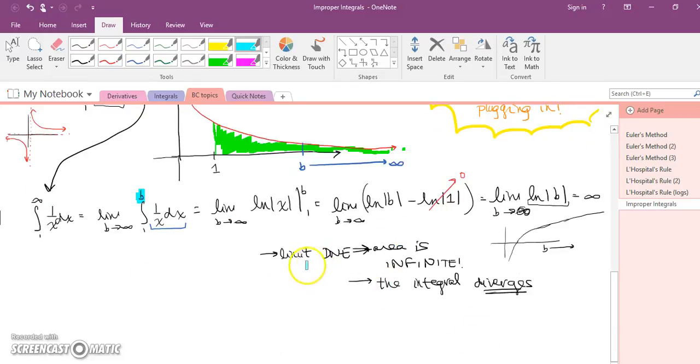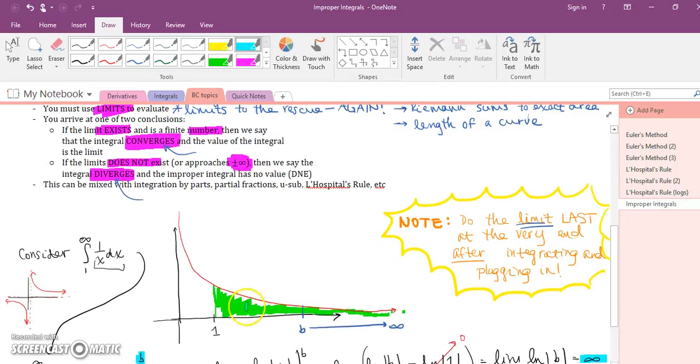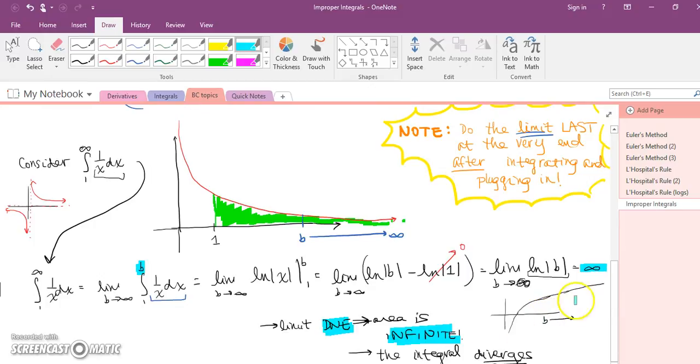So again, the main conclusion we're making is because the limit doesn't exist, the limit was infinity, the area is infinite. If you look at this graph, we can't put an exact value to this area. It's going to keep going forever, and therefore the integral diverges.